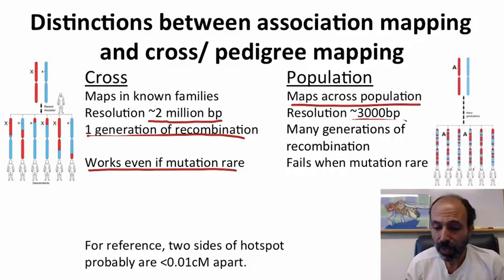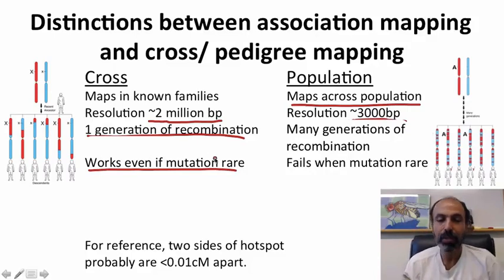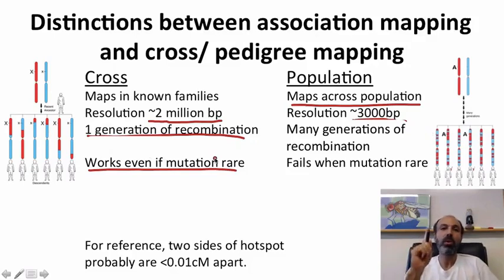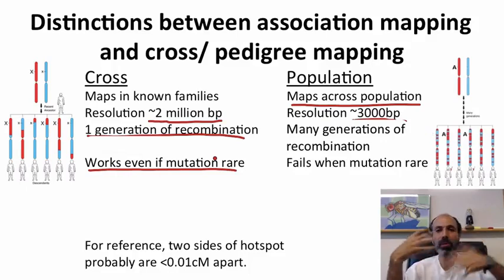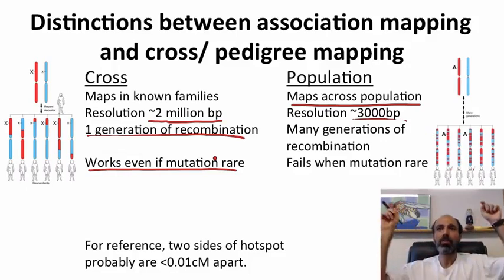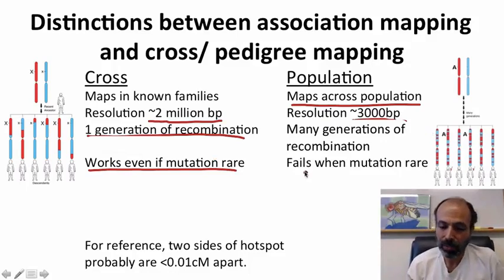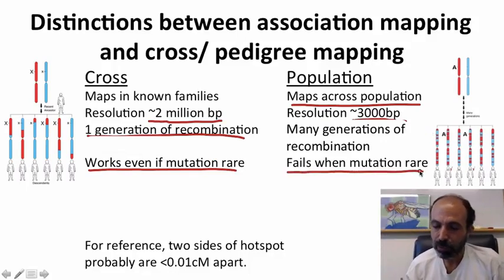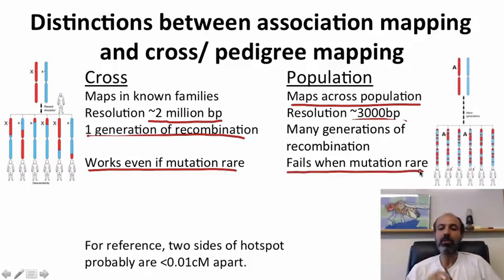Importantly, the reason that you have so much higher precision here is because here you're leveraging many generations of recombination, whereas in the cross you're leveraging one generation of recombination. So your precision is higher because you've allowed many more recombination events to happen, and therefore you can more precisely localize what's going on. Now, the downside to this one is this doesn't tend to work if the mutation causing the disease is very rare in the population that you're studying.